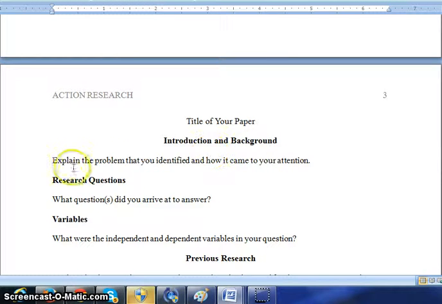The introduction background, you'll explain the problem that you've identified and how it came to your attention. Now, when I say how it came to your attention, it doesn't mean that you will use first person and say, I first discovered this. Find other ways to word it without using first person, because as I said last week, this is a graduate level. You need to start getting used to staying away from first person, that I, me, my, but use other ways.